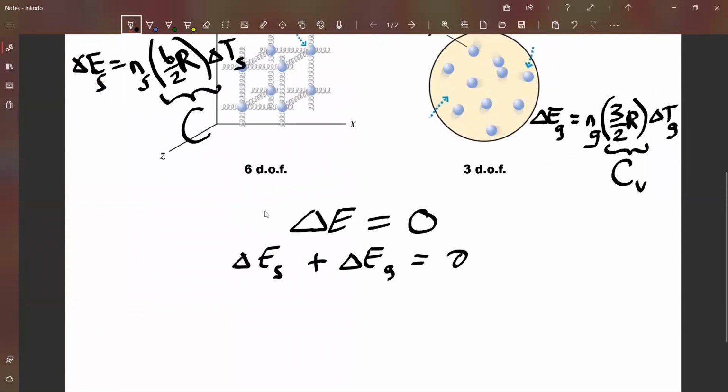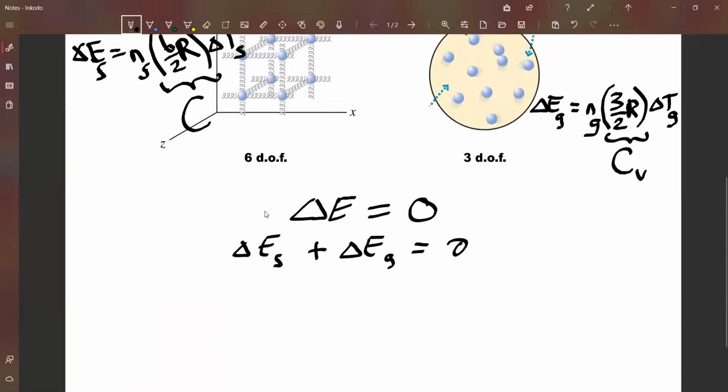Okay. So is anything going to cancel out of both sides? Let's just go ahead and write the whole thing. N_s times, well, 6/2 R is just 3R. That's got to be the negative of the number of moles of the gas times 3/2 R and delta T of the gas.